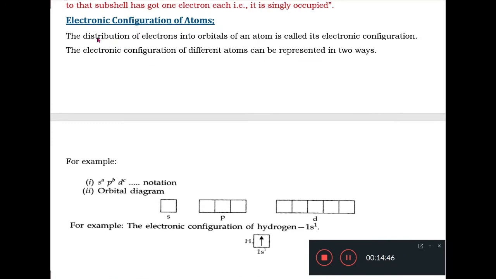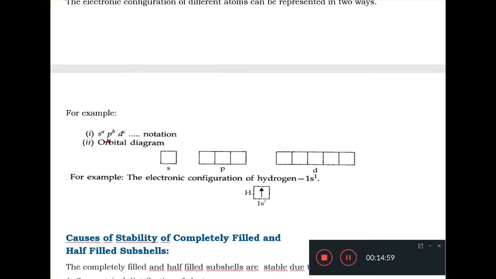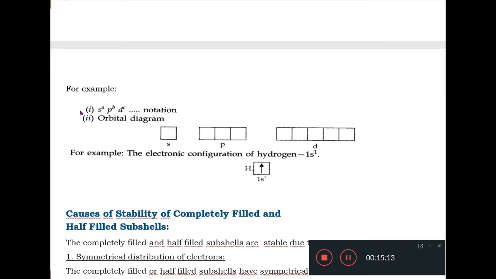What is electronic configuration? Distribution of electrons into orbitals of an atom is called electronic configuration. The electronic configuration of different atoms can be represented in 2 ways. For example, number 1, SPDF notation, and the second one is orbital diagram. Just now I drew one diagram of p subshell, or the 3 orbitals of p subshell. We can write electronic configuration in both manners.